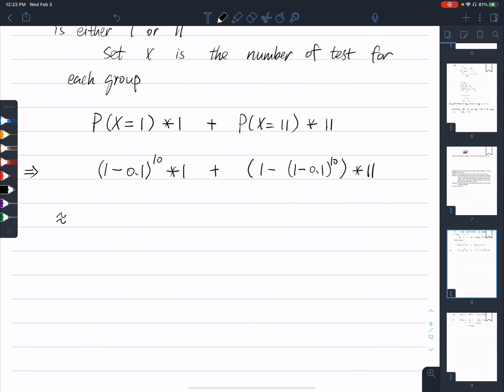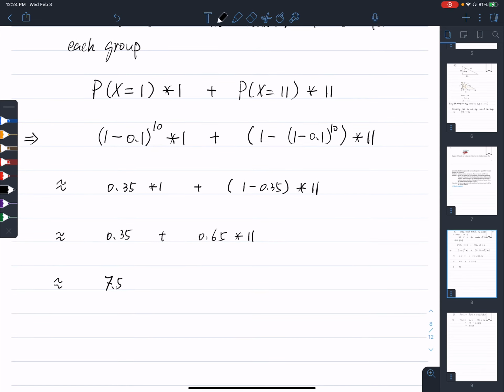So the approximate probability here is 0.35 times 1 plus 1 minus 0.35 times 11, which is approximately 0.35 plus 0.65 times 11, which is equal to 7.5.